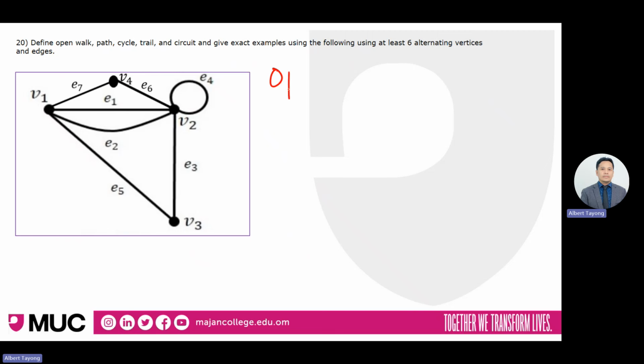So open walk, any movement on the graph actually. Any movement on the graph where you can repeat vertices and edges several times or many times for as long as you want, but you should not come back. Okay. So V1 is not equal to the last vertex. Okay, that's the first one. It's open.